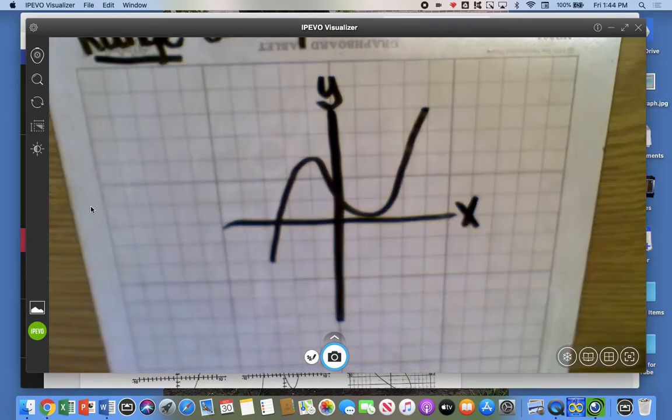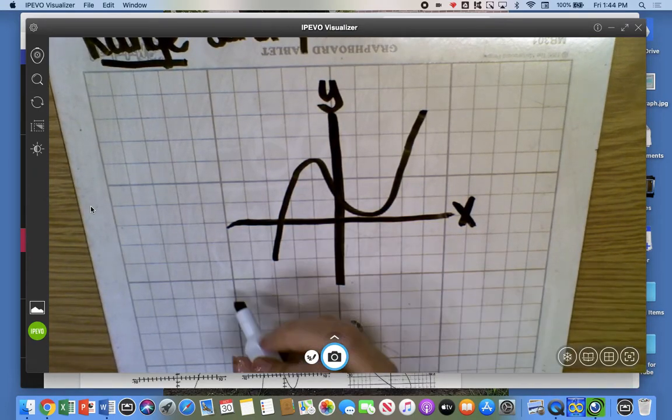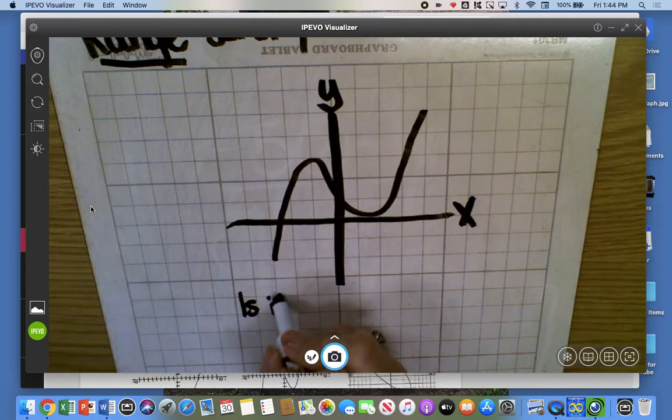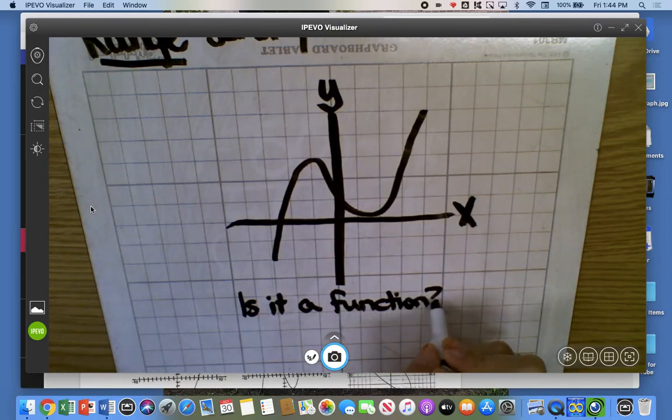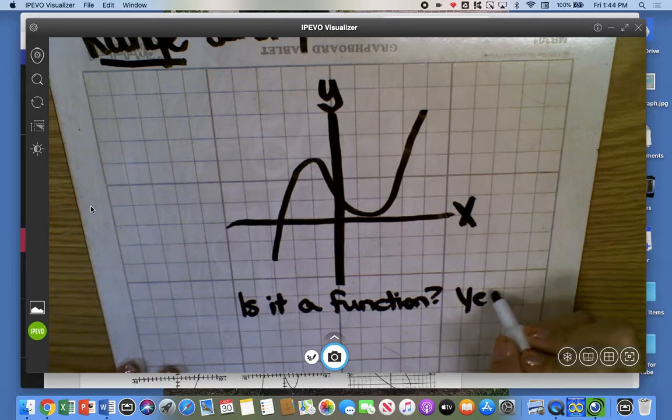All right, so the first thing I'm going to ask you about this graph, is it a function? All right, is this graph a function? If we can see here, we have no points directly on top of each other. It would pass that vertical line test, so we would say yes, it is a function.